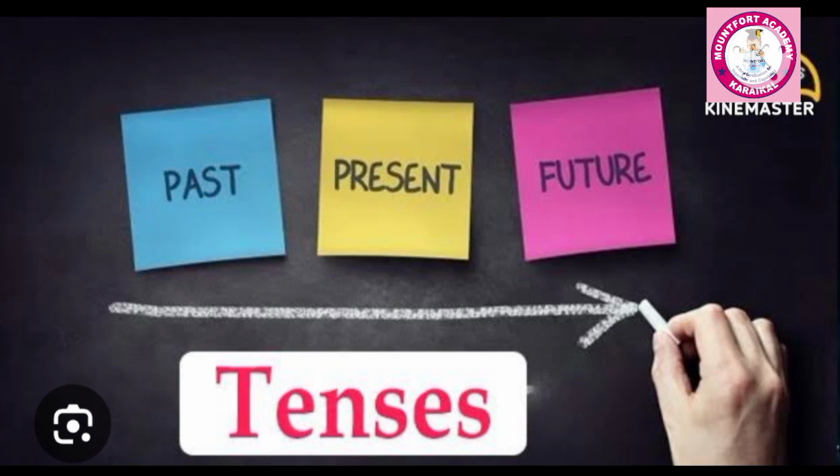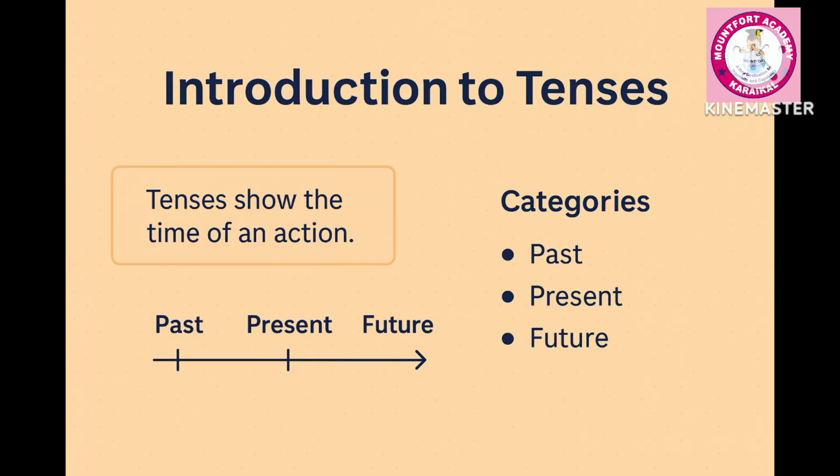Okay, today we are going to learn about tenses. Do you have any idea? Okay students, now let me explain. What are tenses? Tenses in English tell about the time of an action. So basically, tense is equal to time.